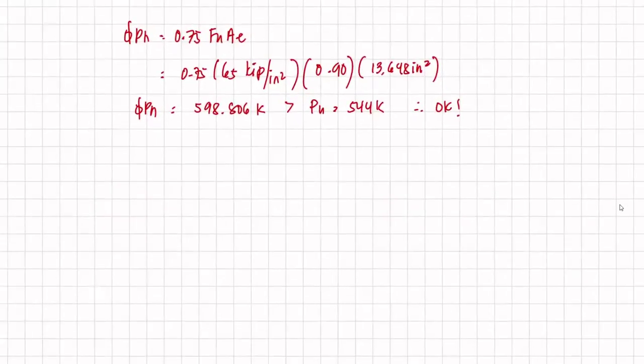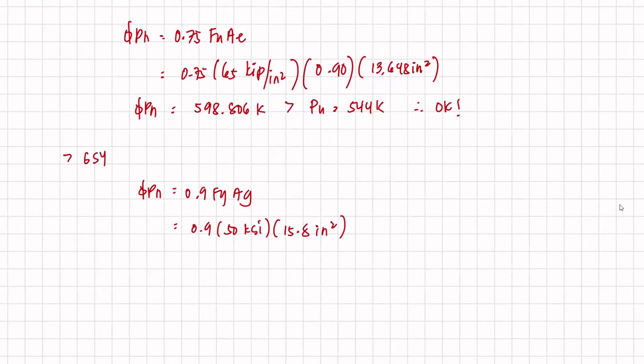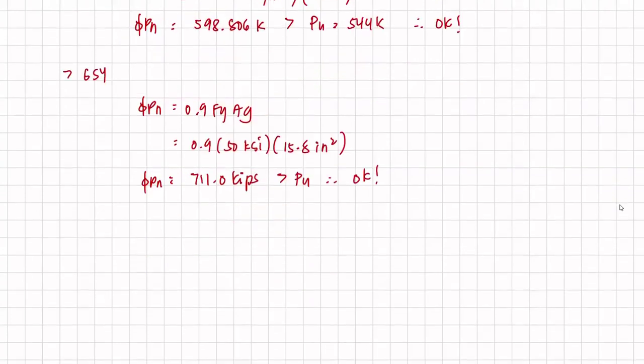Okay. Next for GSY, so check pa din natin syempre. So 0.9 FY AG. So FY is 50 KSI, and area gross natin is 15.8. Okay, PN is 0.9 times 50 times 15.8, 711 kips greater than sa PU, therefore okay.